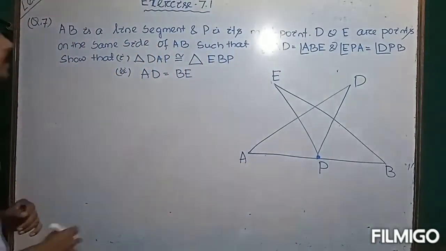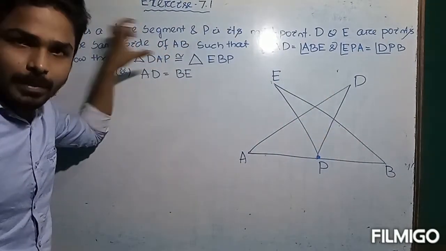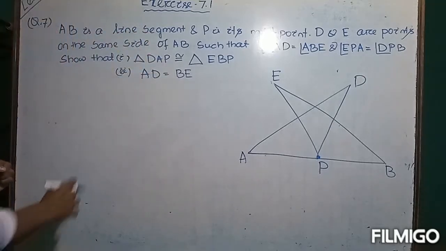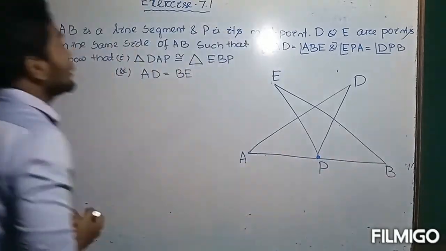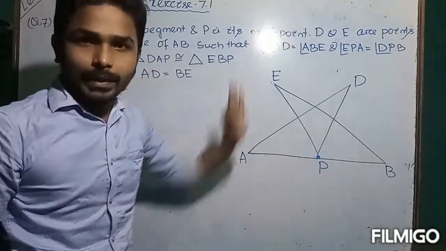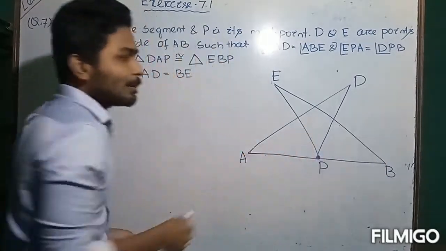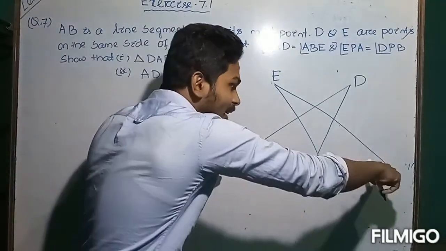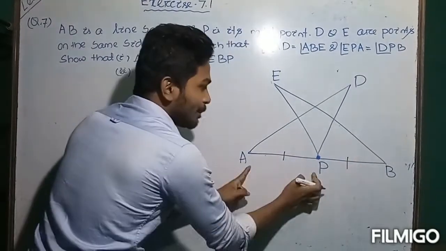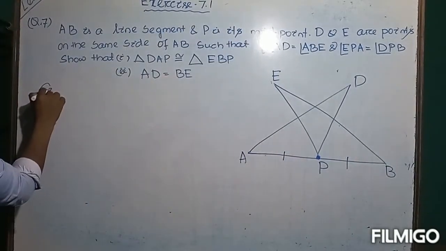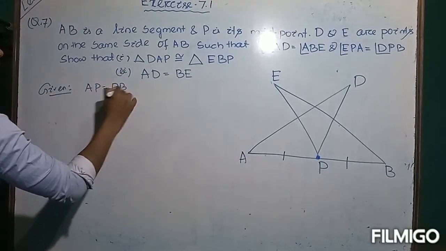Okay. So in question number 7, as you can see, there is a figure, and we have to understand some data from this statement. So let us understand it. It is given AB is a line segment and P is its midpoint. Midpoint means this point divides the line into two equal halves. It means AP is equal to PB. Right? So what is given? It is given that AP is equal to PB.